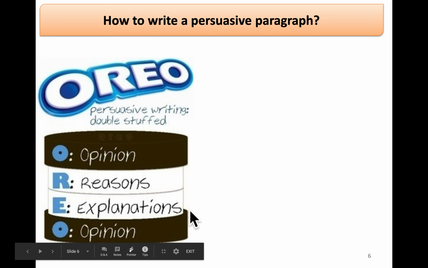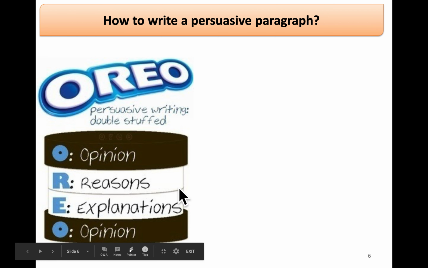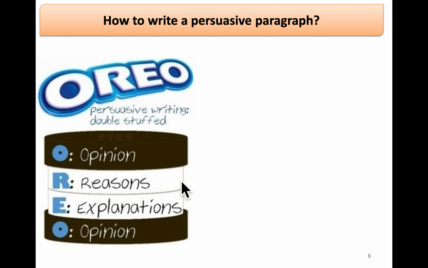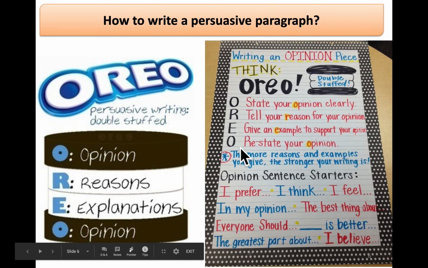Even if you give me some reasons, you're going to have to go into a little bit more of your details. You're going to have to tell me more. It's a double stuffed Oreo. It's not a plain Oreo cookie. It has to have a nice, dense filling. When I'm reading your paragraph, it should be full in the middle, just like our double stuffed Oreo. Alrighty, and then at the end is our O again, our opinion. So here's your topic sentence, and here's your concluding sentence, and they will restate the same thing.